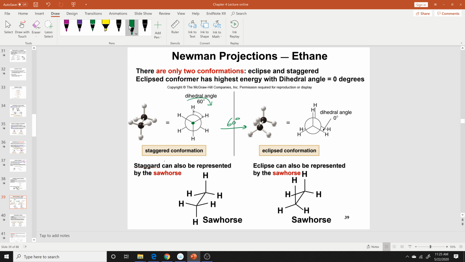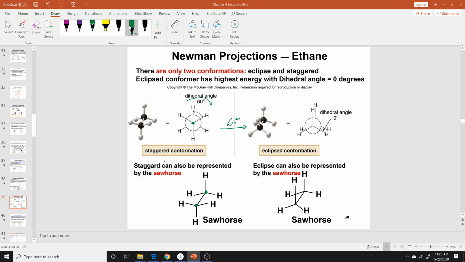As a sawhorse, this is just the molecular model with no circles in there. I am basically viewing the carbon in front, and I'm viewing the carbon at the back. This is a sawhorse representation. To go from the Newman to the sawhorse, it's simply straightforward. You take away the circle, and whatever bonds you see, you just draw.